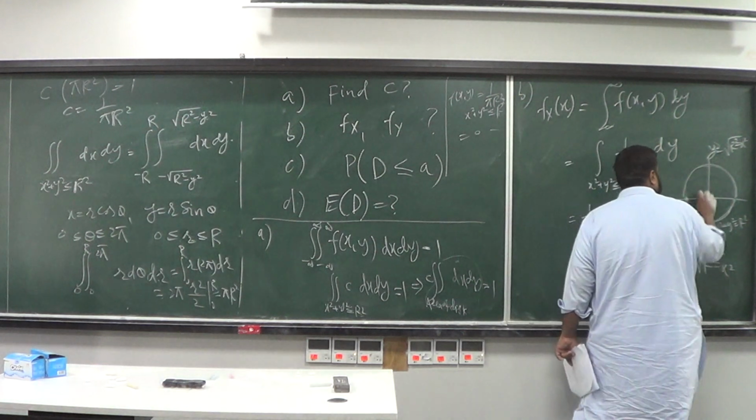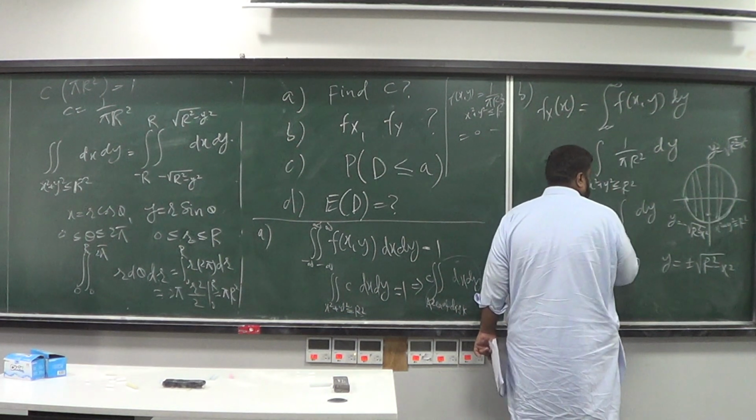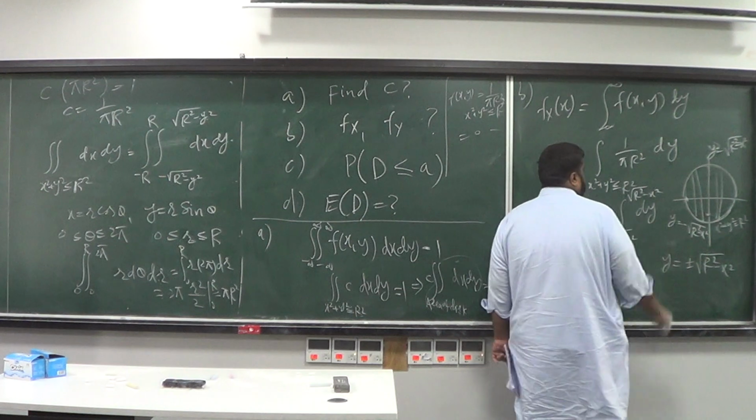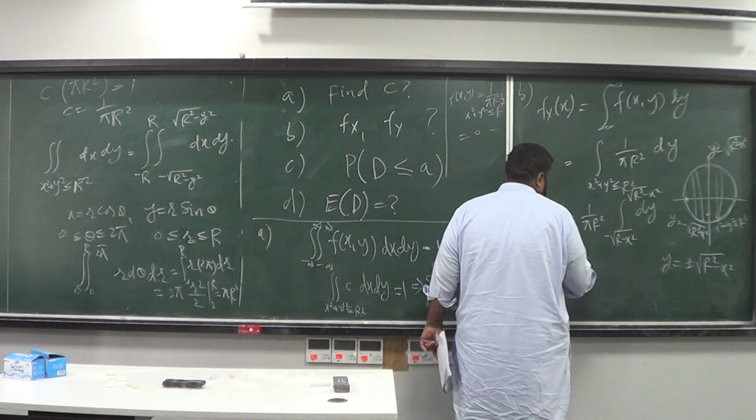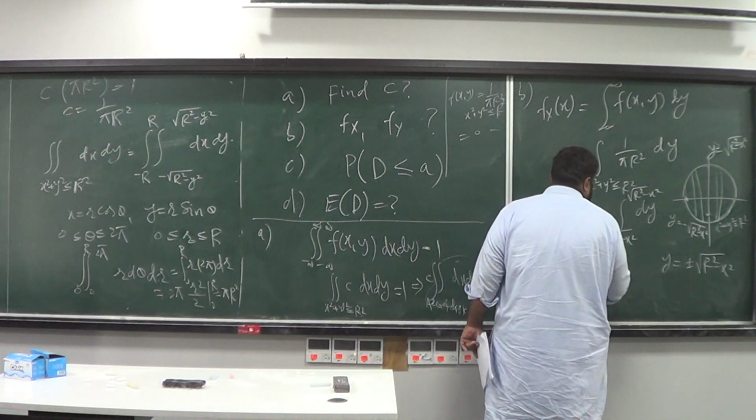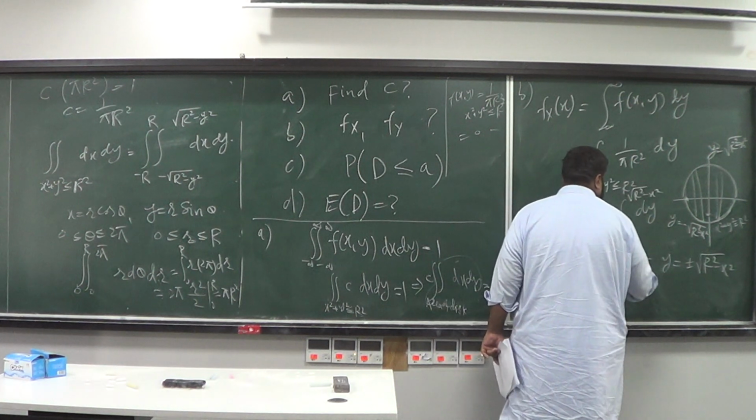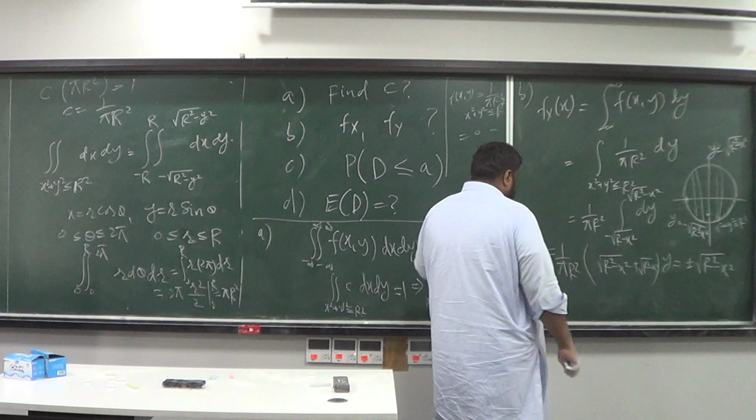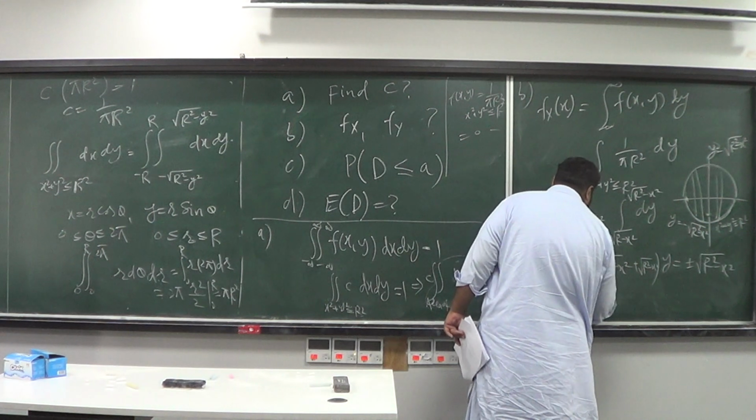And now y varies from here to here always. In other words, from this lower curve to the upper curve. And what is the equation of the lower curve? Minus square root of r square minus x square up to square root of r square minus x square. Now if you substitute this, you're going to get 1 over pi r square, the integral of dy is going to be y, substitute the limits, square root of r square minus x square, and minus minus is going to be plus the square root of r square minus x square. So this is going to be what? 2 times the square root of r square minus x square over pi r square actually.